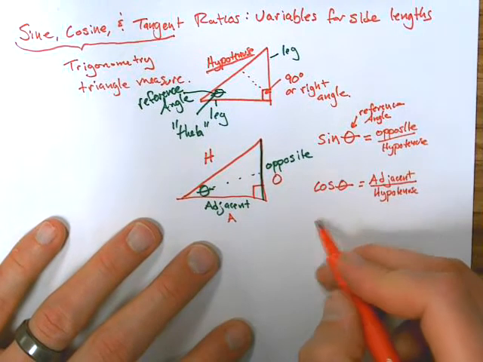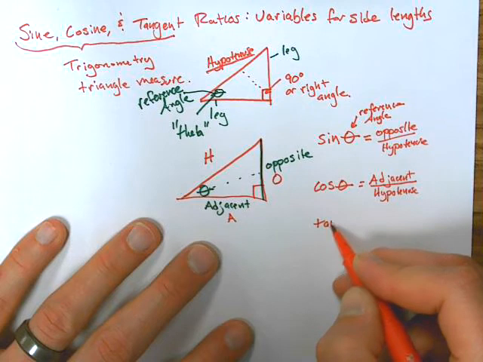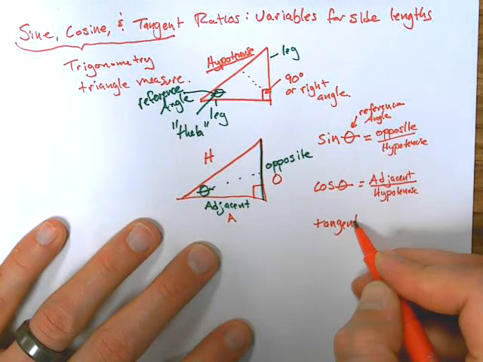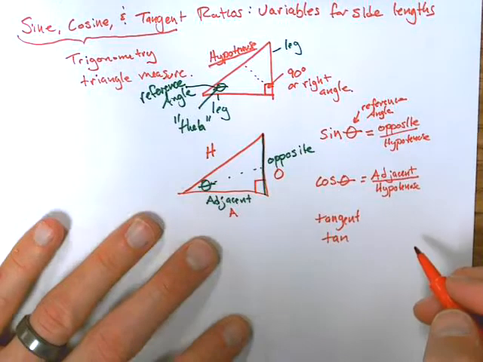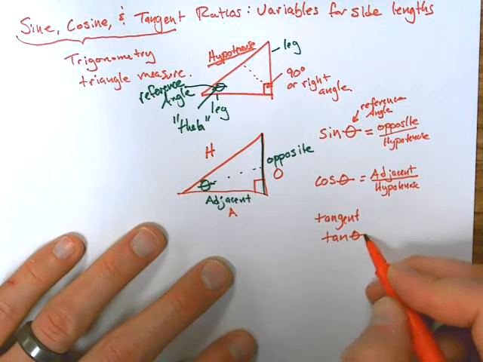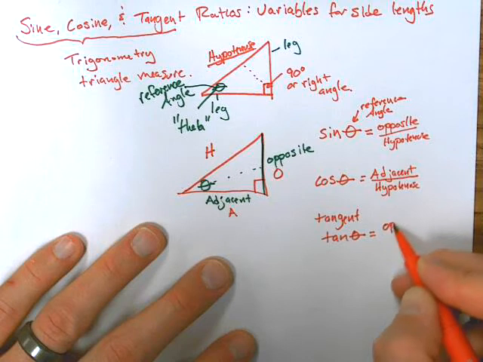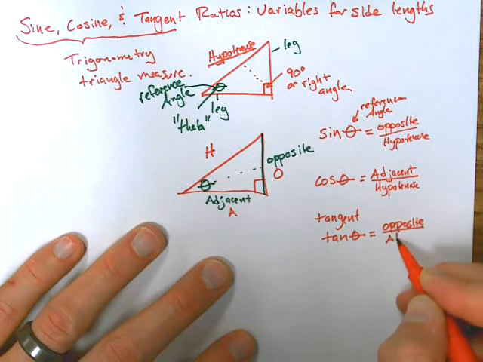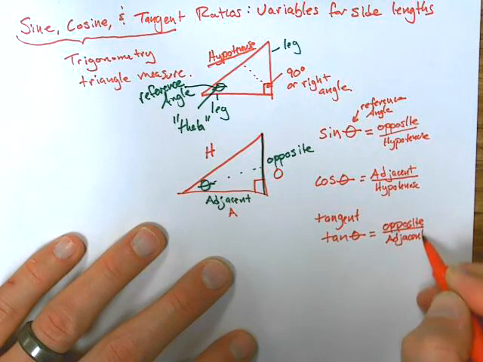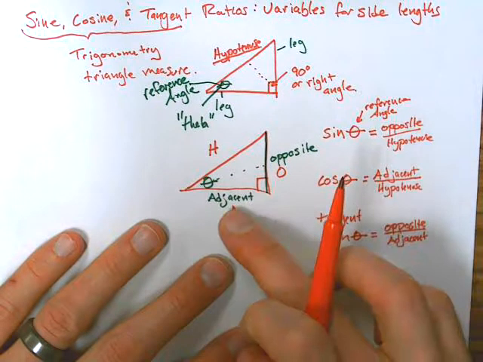And the last trig function we're going to talk about in this video is the tangent one, and I should have just written tan, short for tangent. The tangent of theta is equal to the opposite over the adjacent. So it's the opposite side over the adjacent side.